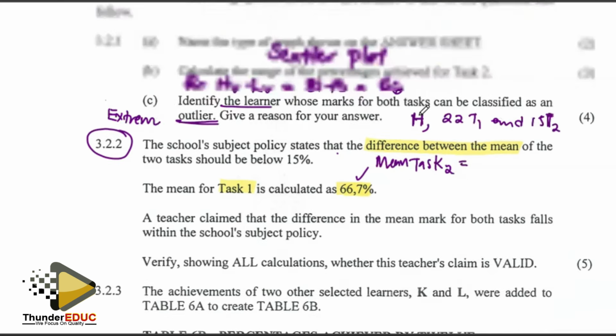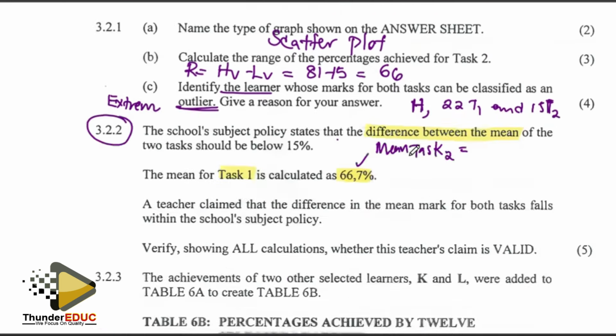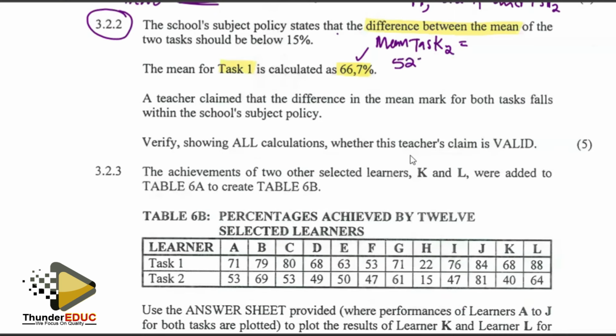What you're going to do is add these numbers here, all the numbers which are below. 53 plus 69 plus 49 plus 50 plus 47 plus 61 plus 15 plus 47 plus 81 gives you, when you add everything, 525 divided by 10, because there are 10 numbers that we've added. So you end up having 52.5.